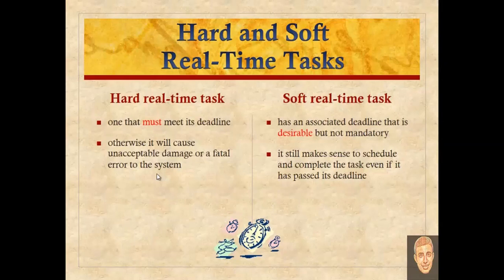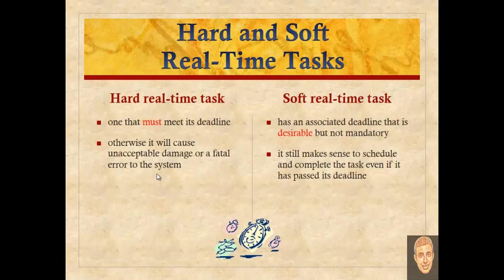And soft real-time task means it is again associated with a deadline, but it is not mandatory. For example, a robot has to follow the instructions, otherwise the system is not going to accept it. But if it is not following, no serious damage would be there. But if an air traffic controller is not following time, there could be a major issue. There could be an air crash also. So that is hard real time.